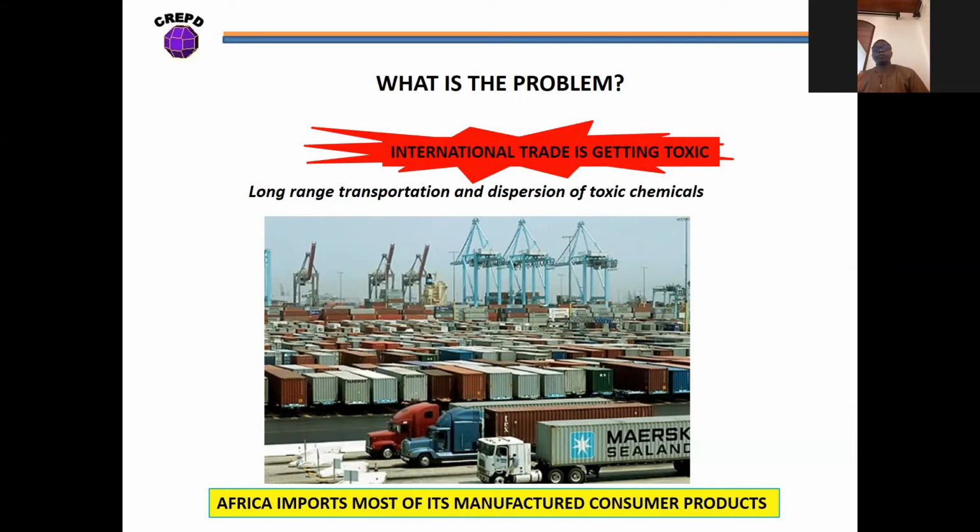Africa imports most of its plastic from different regions of the continent, and this makes the international trade of plastic a toxic trade, and also a long-range transportation and dispersion of toxic chemicals across the continent.